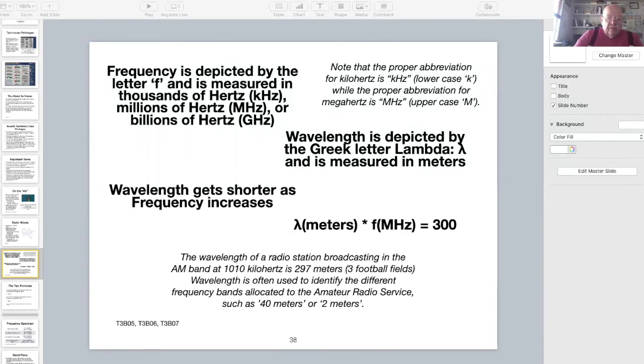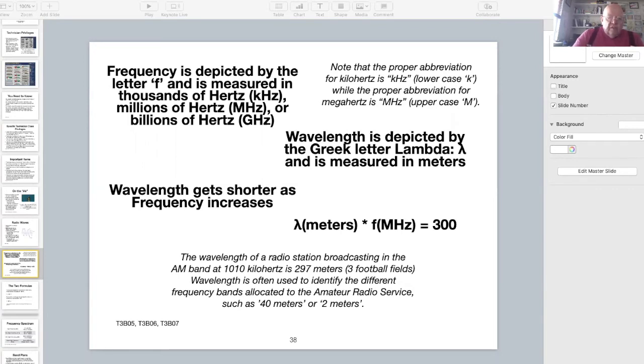Wavelength's symbol is the Greek letter lambda. It looks kind of like a stick figure of a person. Wavelength is always measured in meters. Since radio waves travel at the speed of light, or 300 million meters per second, and wavelength and frequency are bound to each other, it stands to reason that if we multiply frequency in megahertz times the wavelength in meters, it will always be 300, or the speed of light.